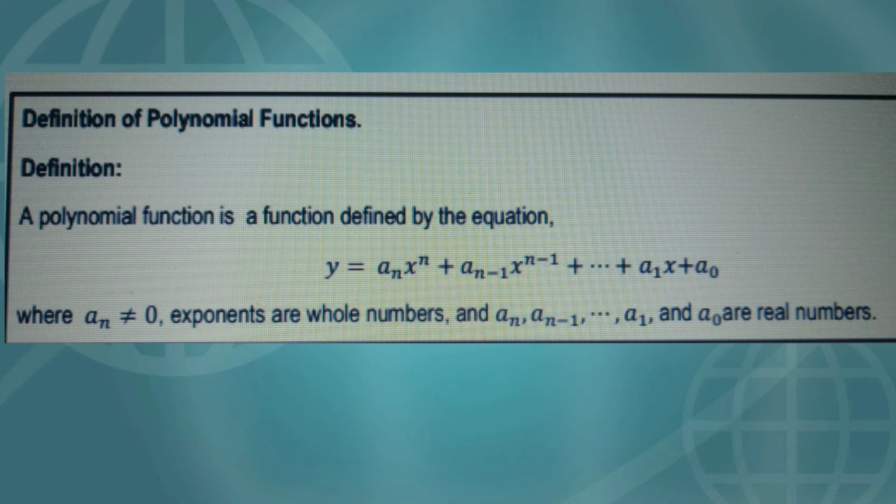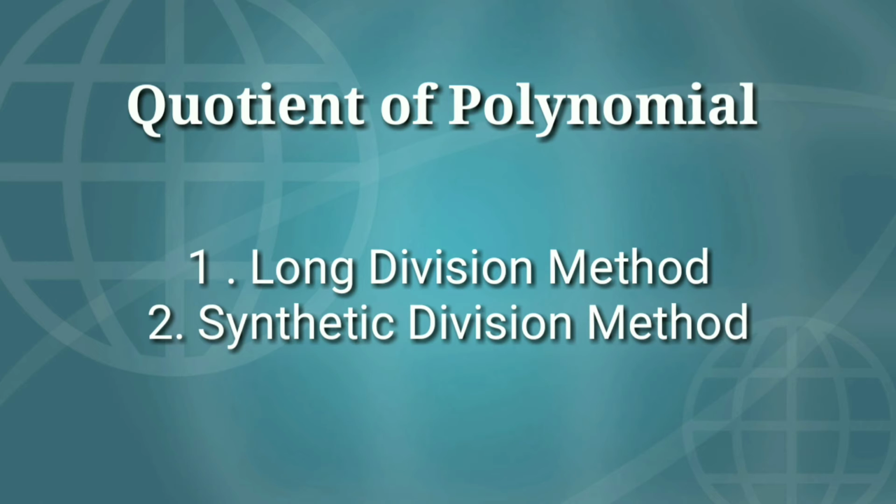A polynomial is a function defined by the equation y is equal to a sub n times x raised to n, plus a sub n minus 1 times x raised to n minus 1, and so on, then a sub 1 x plus a sub 0, where a sub n is not equal to 0, the exponents are whole numbers, and a sub n, a sub n minus 1, a sub 1, and a sub 0 are real numbers. In order to find the quotient of polynomial functions, we can use either of two methods, the long division method and the synthetic division method.